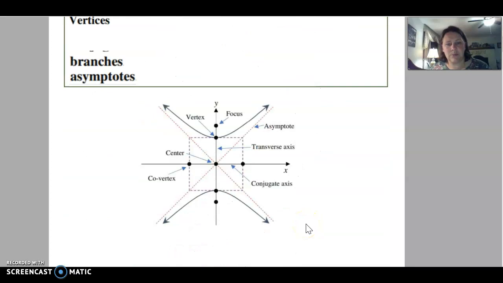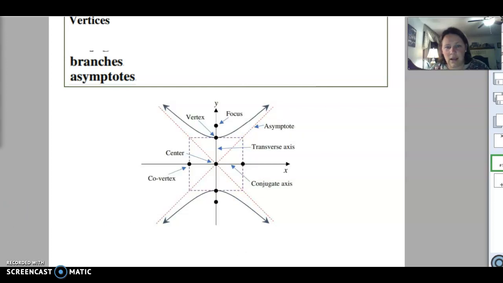Okay, so here is a good picture with everything drawn out. The red dashed lines, those are our asymptotes. Our asymptotes go through the center. We also have this box inside of here that helps us to draw a really good diagram of our asymptotes and also the hyperbola itself. So this box actually is this distance here, the height, that's going to be your A value. So this is going to be the distance A right here. And then this is going to be your distance B.